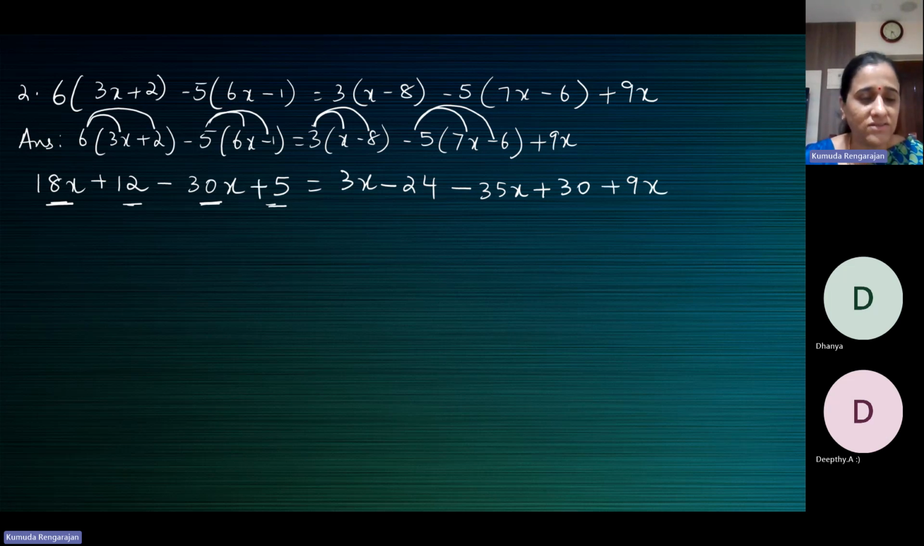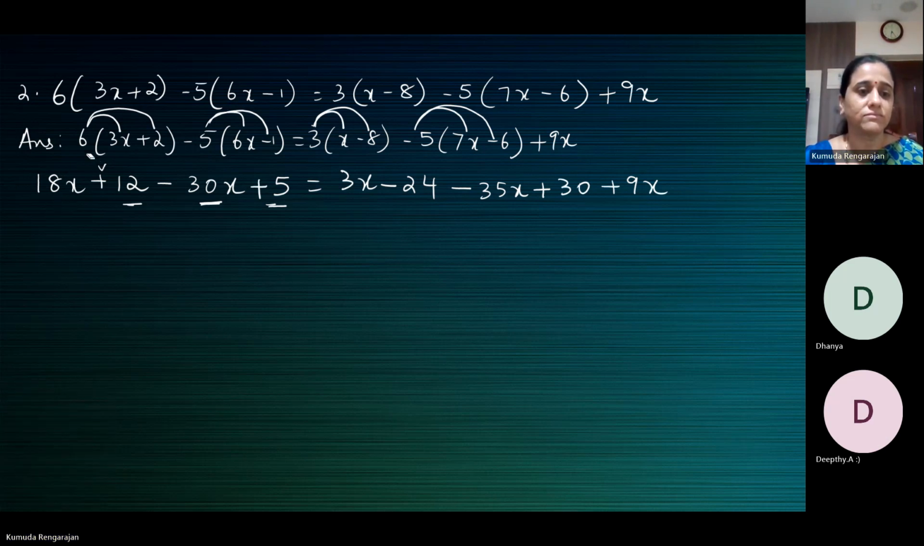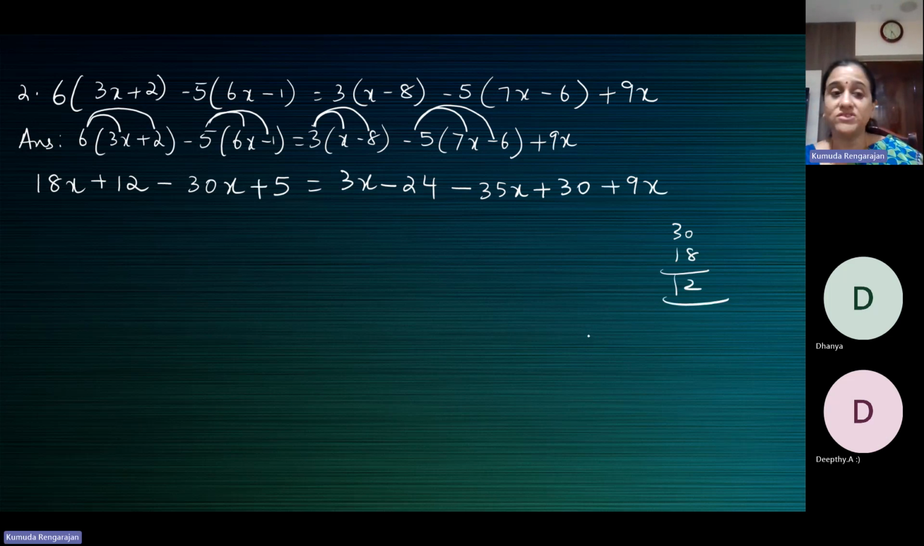Plus 18x minus 30x. Different signs. See, the sign for 18x is not this one, not this one. What is before 18x? There's nothing. That means it's plus. So that's plus 18x minus 30x. Different signs, subtract. 18 and 30, when you subtract 18 from 30, you get 12. And put the sign of the greater number.